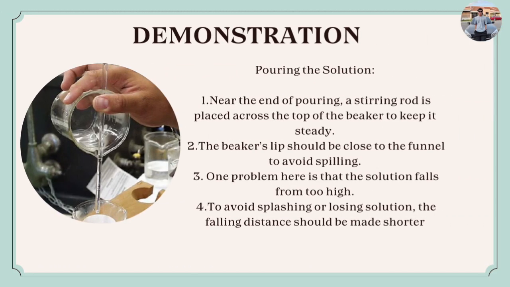The third demonstration is pouring the solution. Firstly, near the end of pouring, a stirring rod is placed across the top of the beaker to keep it steady. Secondly, the beaker's lip should be close to the funnel to avoid spilling. One problem here is that the solution falls from too high. To avoid splashing while pouring the solution, the falling distance should be made shorter.